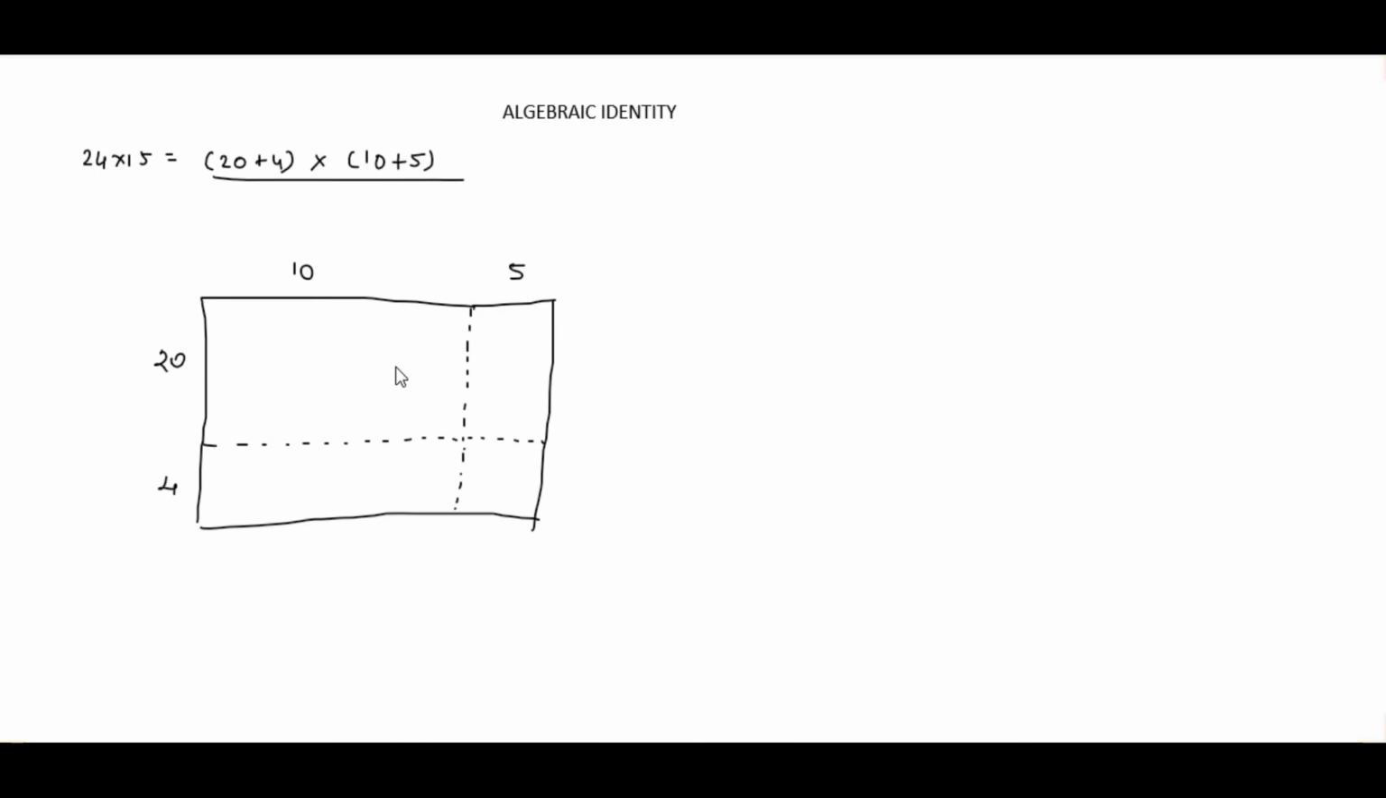We can make 4 parts of this big rectangle. Let's add all the areas of different rectangles. What will be the area of rectangle 1? 20 into 10. Rectangle 2, this side will also be 20. We can write it as 20 into 5 plus rectangle 3. This side will be 10. So area will be 4 into 10 plus area of rectangle 4. This side will be 5 and this side will be 4. So area will be 4 into 5.